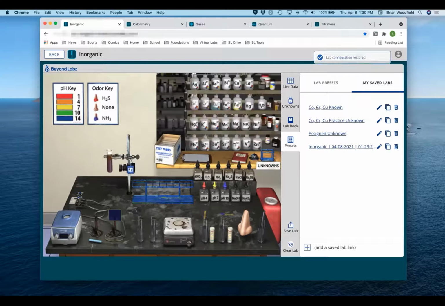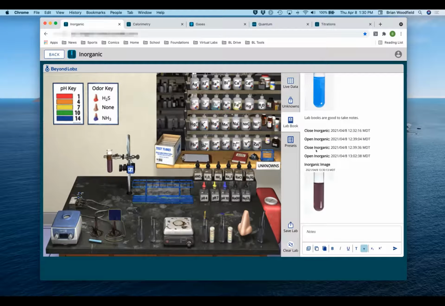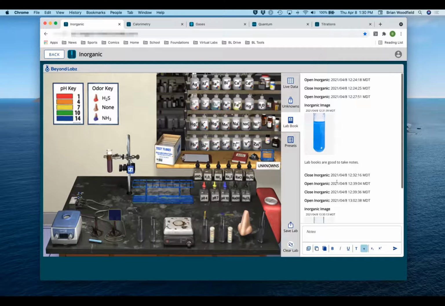So for example, here is a preset that I had saved, and it has all 3 cations in it. And I can go to live data, and now that's where they can see the picture. They can come here and label it. The nice thing is they can save their image to their lab book. Like before, we had a lab book, but now our lab book is integrated in here.